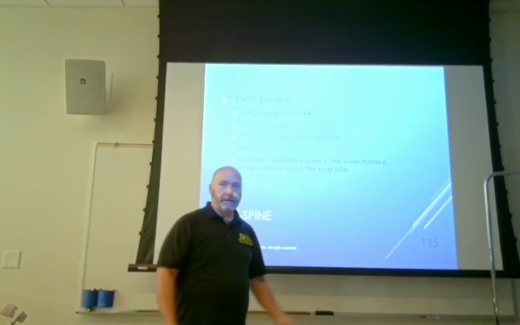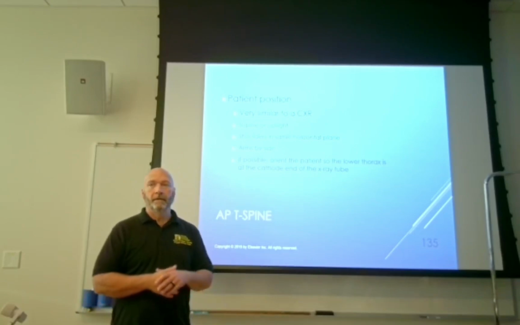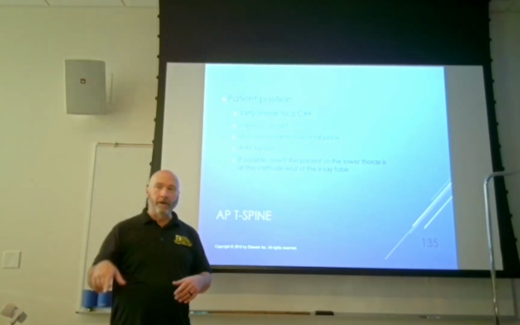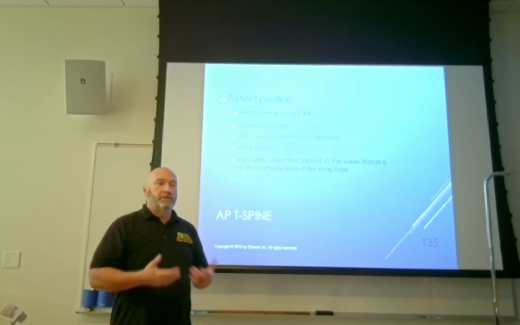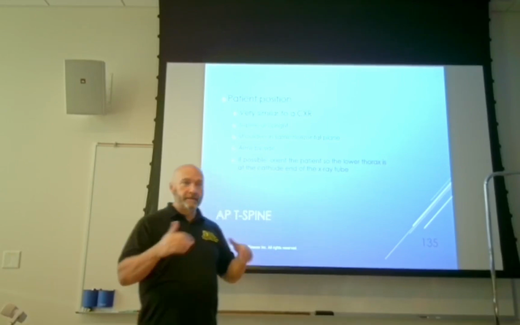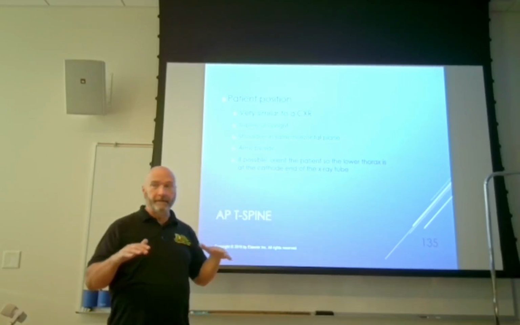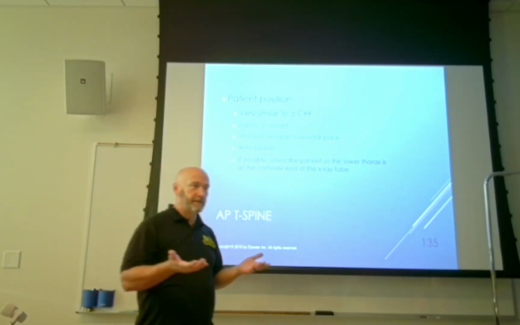Another thing is whenever you lay flat on the floor, legs are extended, you lay flat on the floor. How's your back? It's got a curve and it comes up off of the floor, right? So what you need to do on both the T-spine and the L-spine is to flatten out that lumbar curvature. To flatten out that lumbar curvature is to bend the patient's knees.